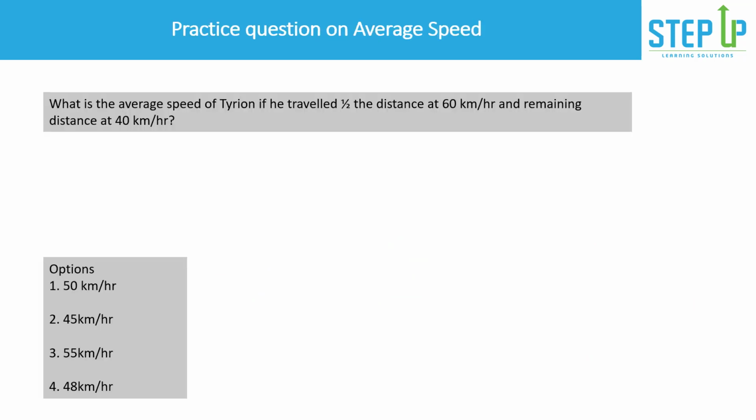So let's apply it in a question. They are saying, what is the average speed of Tyrion if he traveled half the distance at 60 kilometers per hour and the remaining distance at 40 kilometers per hour? So either you can assume an LCM as the distance and do it by that method, or you can say, okay, this is half the distance. So let's say this is d1 and this is also d1 because the distance is the same. Here the speed is 60 kilometers per hour and here the speed is 40 kilometers per hour. So we will put it in the same formula, that is total distance upon total time. That means d1 plus d1 upon d1 by 60 plus d1 by 40, or we also looked in this formula at the simplified version of the average speed formula when they covered the same distance. This distance is equal to this distance.